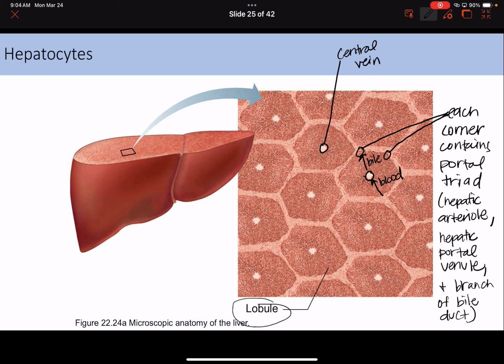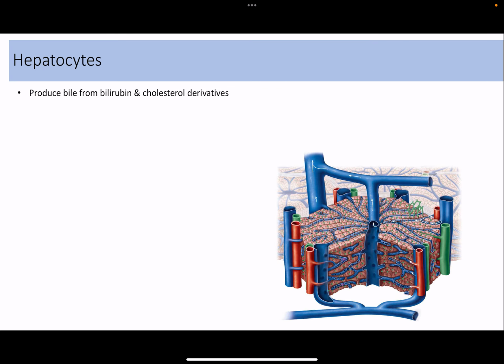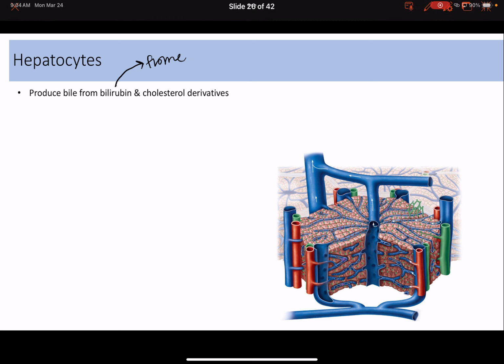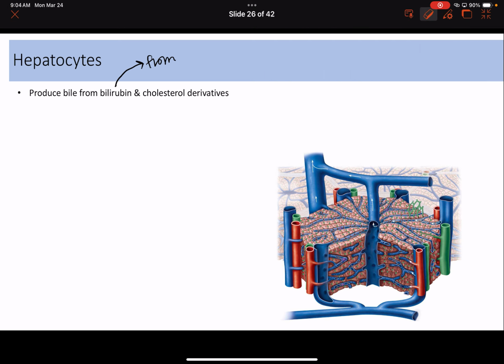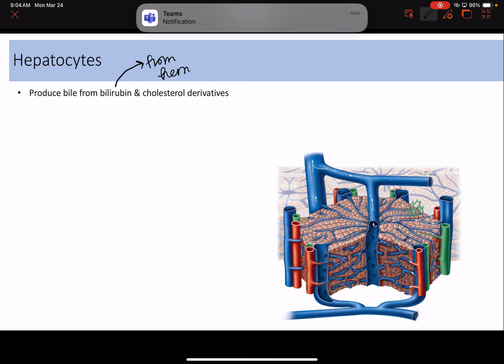So blood is making its way in for filtration. Bile is making its way out from the hepatocytes that made the bile. So these are all the different functions of hepatocytes. It produces bile from bilirubin and cholesterol derivatives. And if you remember, bilirubin comes from the heme breakdown of red blood cells.